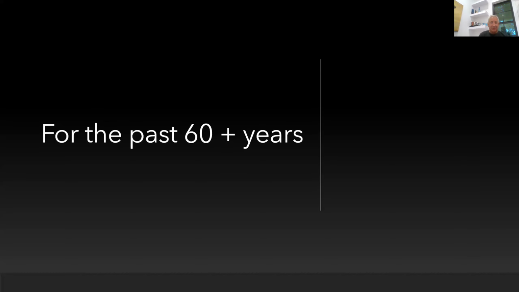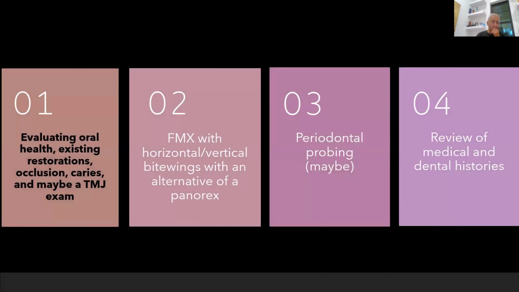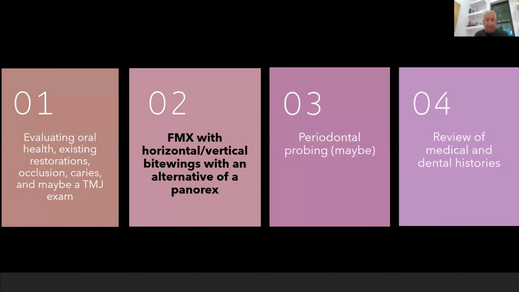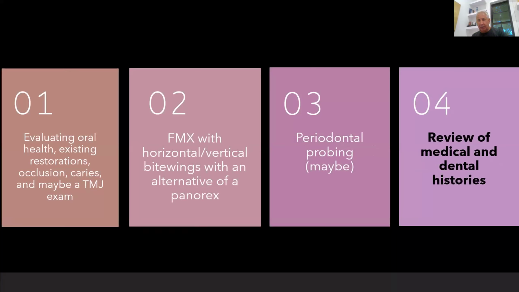So I think my portion to start this wonderful night off, and this could be kind of an epic night. This is a change in your journey out there for everybody listening in. For the past 60 plus years in dentistry, the initial exam has routinely included evaluating one's oral health, you know, the restorations, caries, occlusion, maybe the TMJ. Dentists would routinely take an FMX, horizontal or vertical bite wings, maybe a Panorex. That came around in the late 60s. Routinely, we should all be doing periodontal probing. I mean, it should be routine. And then we would always, in our initial exams and recall exams, review medical and dental histories.